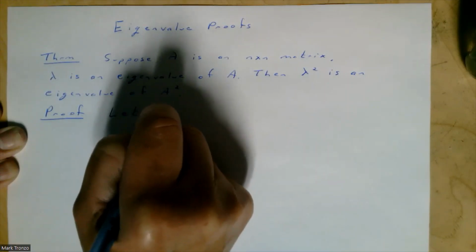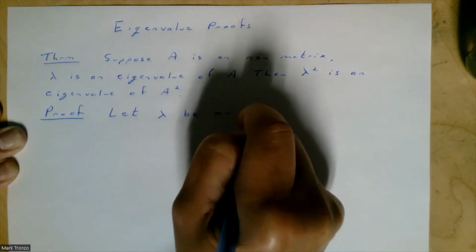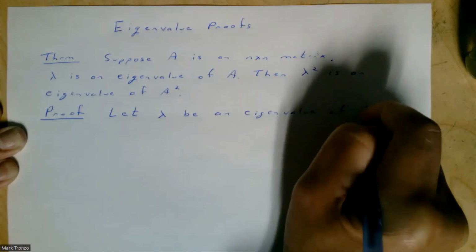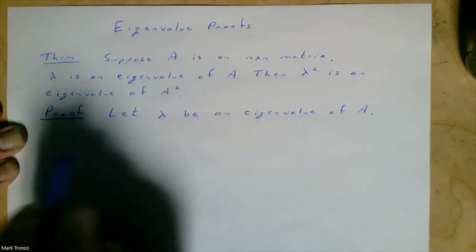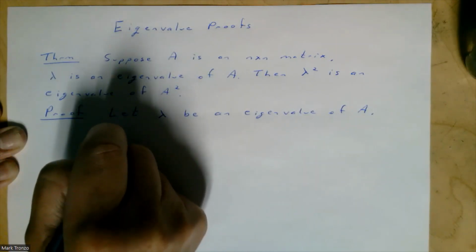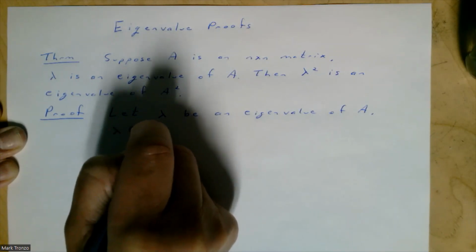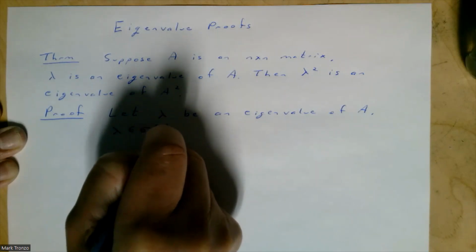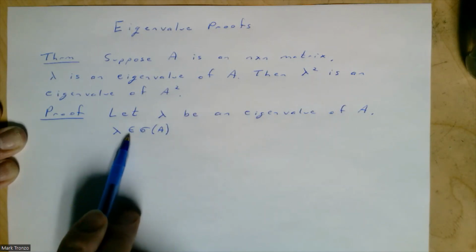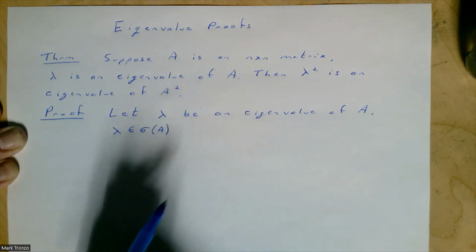Again, let lambda be an eigenvalue of A. And again, sometimes how people will say this is we'll say that lambda is an eigenvalue. A lot of times they'll represent the spectrum or the set of eigenvalues by sigma A. So they'll say that lambda is an eigenvalue of A, or they'll say lambda is in sigma A. So you might see this a lot.